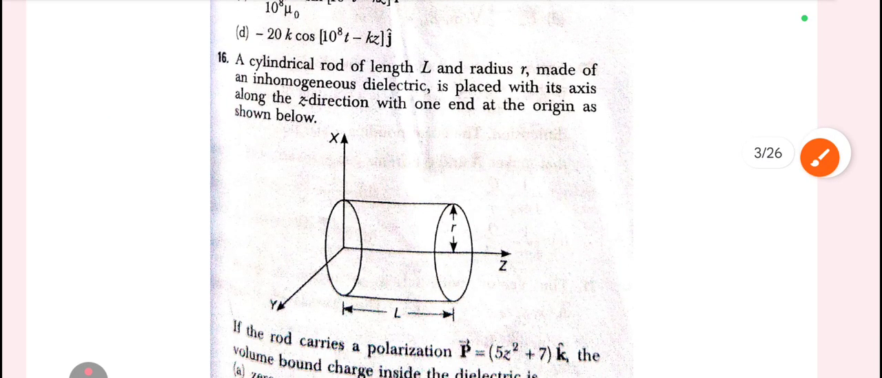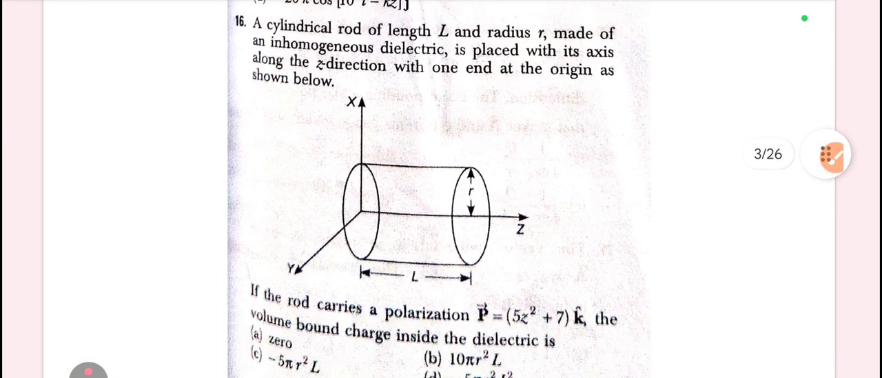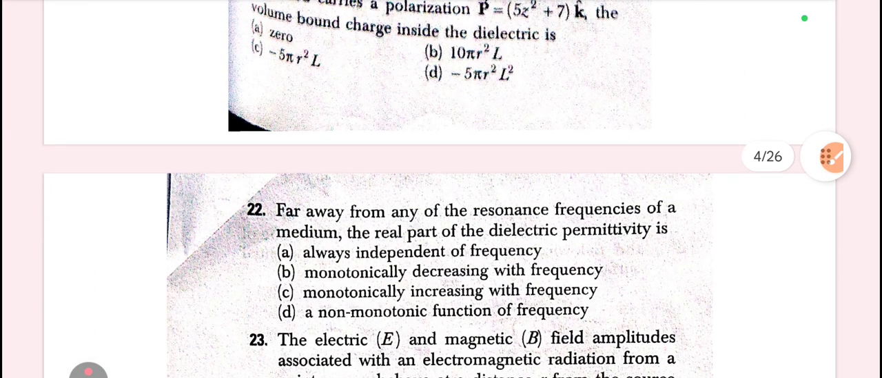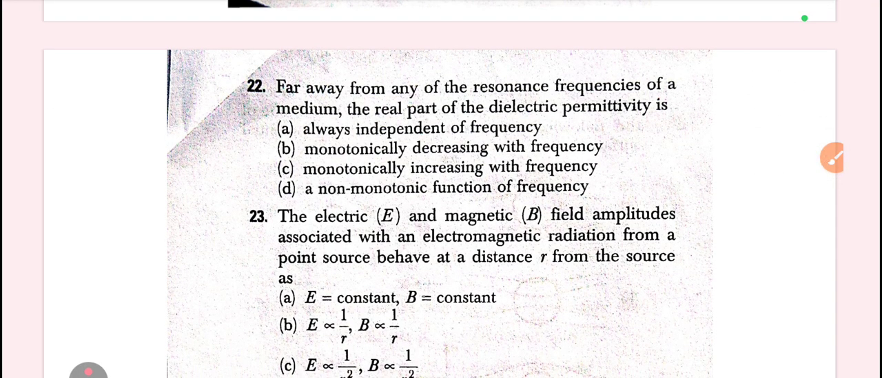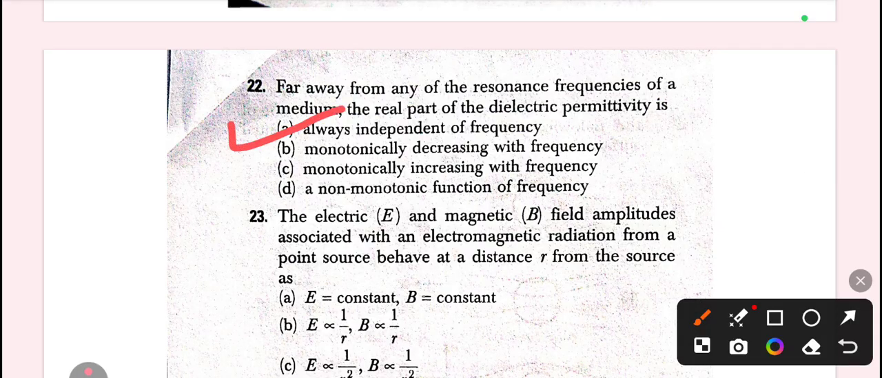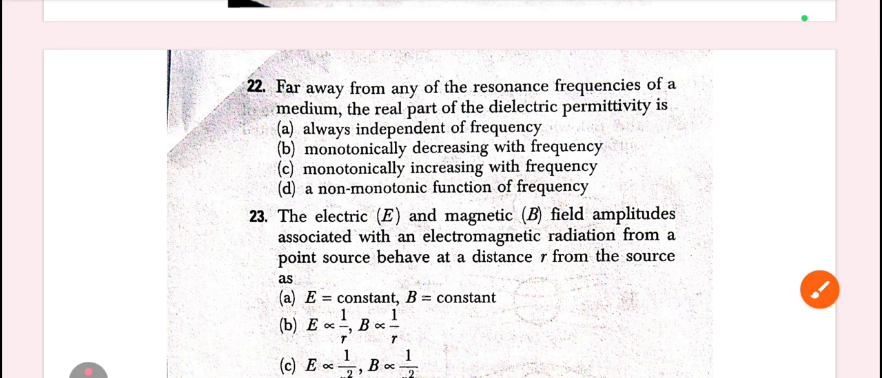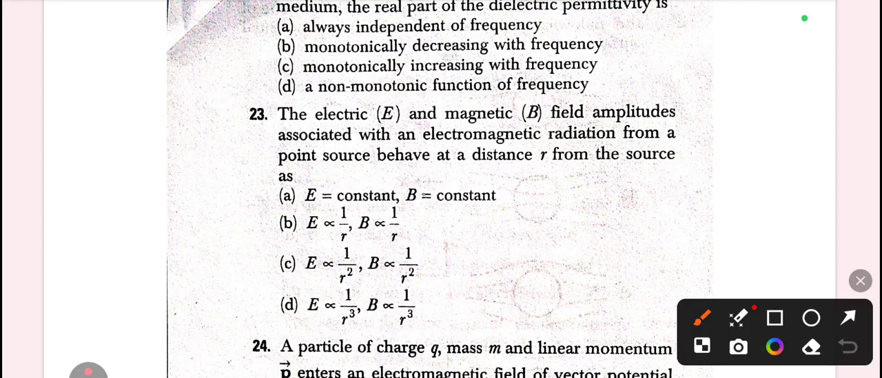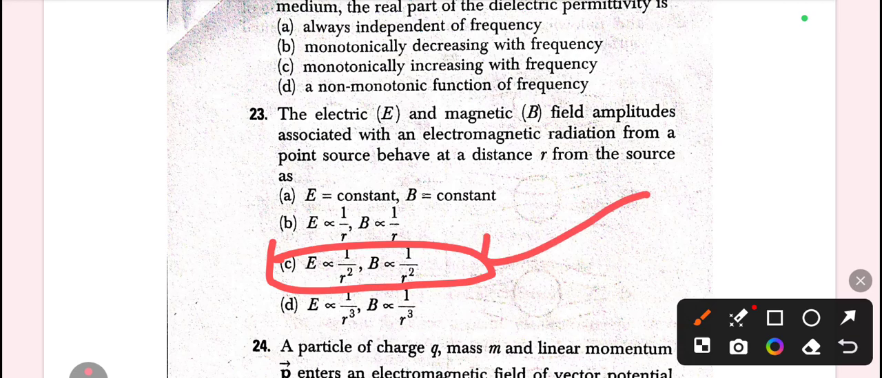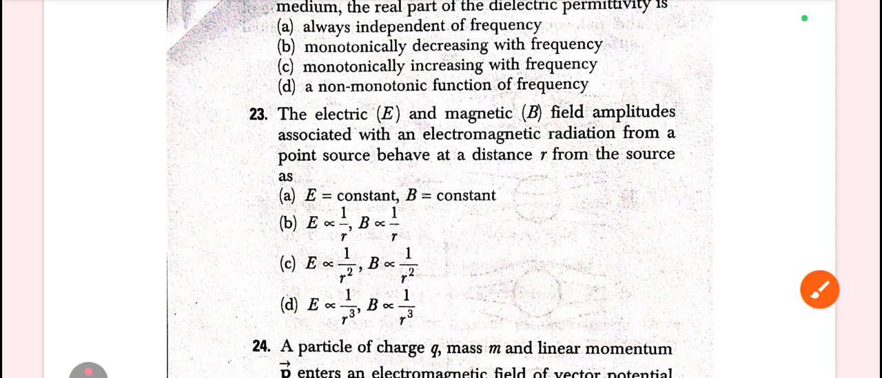Question number 16. No, I will not discuss further questions because it will take time. Far away from any of the resonance frequency, the real part of the dielectric permittivity is, directly learn it, that is always independent of frequency. The electric and magnetic field amplitude associated with an electromagnetic radiation: the correct option is E proportional to 1 over r square, B proportional to 1 over r square. There is a relation for it. You can directly learn from here.